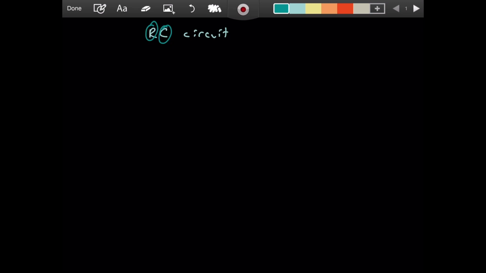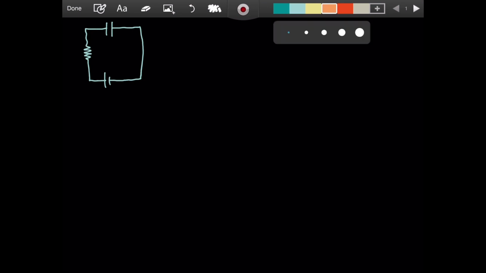So let me draw the circuit. Here is the battery. We have the resistor. And we have the capacitor. And you can realize that they are in series. The capacitor and the resistor are in series. This is going to be epsilon. This is the voltage across the battery. This is going to have a resistance value of R, and the capacitor is going to have a capacitance of C.